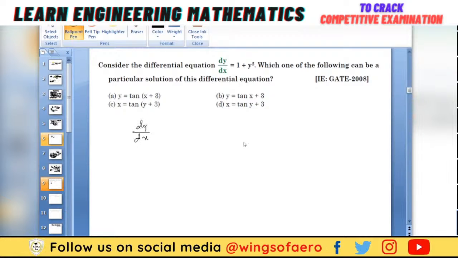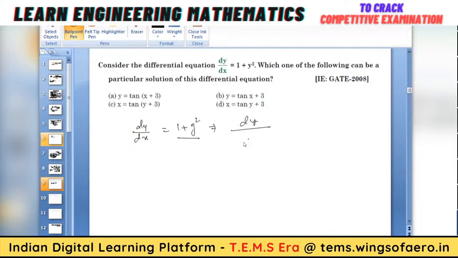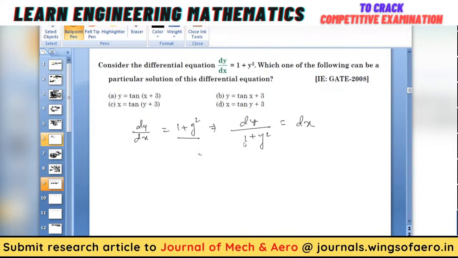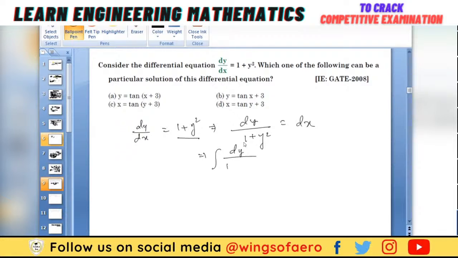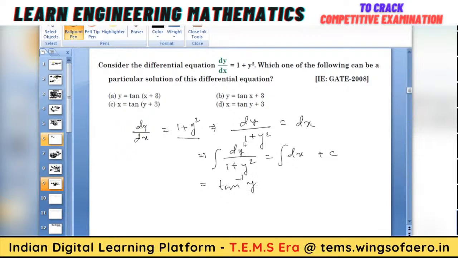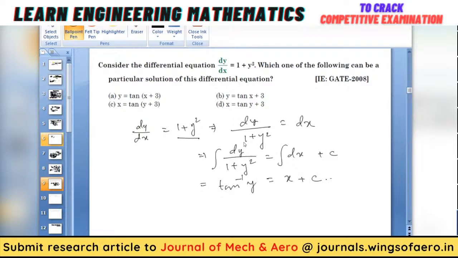dy/dx equals 1 plus y square. So separate the variables. Only y is contained. So dy divided by 1 plus y square is equal to dx. We can write it like this. If I integrate both sides, the integration of dy by 1 plus y square equals the integration of dx plus c. dy by 1 plus y square is tan inverse y. Look at the integral rules which you have already learned in class 11. This is equal to x plus c.